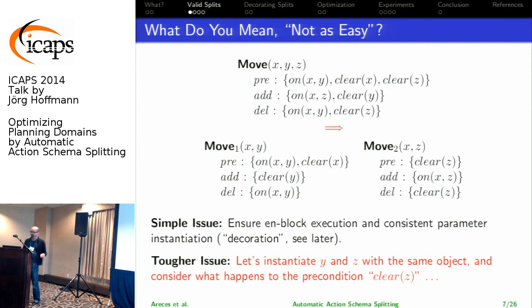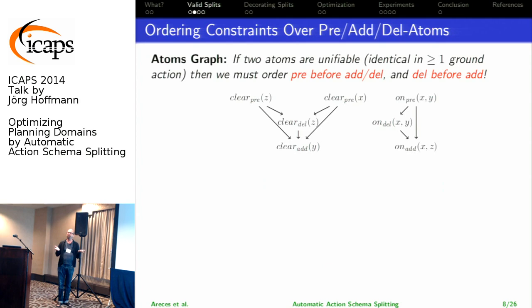How do we do that? Well, what I just explained is essentially an ordering constraint over what I call annotated atoms. They're really just the first order atoms that appear in your action schema, annotated with where they occur, like in the precondition, in the add, in the delete. And then if two literals are unifiable, meaning they're the same in at least one ground action, you have to order the precondition before the add, the precondition before the delete, and the delete before the add.